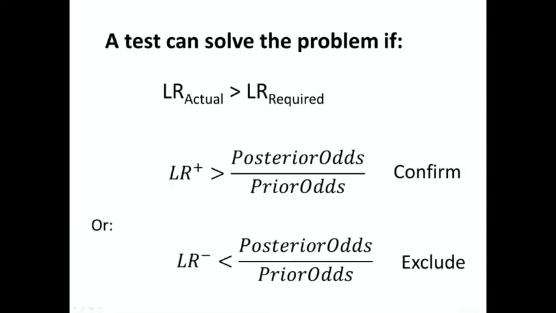So a test can solve the doctor's problem if the actual likelihood ratio is greater than the required likelihood ratio. So let's say the doctor says, I will treat this patient if the posterior odds are greater than 10 and my prior odds are 2. Well, then the positive likelihood ratio has to be at least 5 to be able to confirm disease, to the point where the doctor would go ahead with treatment. On the other hand, if we're trying to exclude disease, we might have to say that the posterior odds are 1 to 10 and my prior odds are maybe 1 to 1, then the likelihood ratio would have to be less than 0.1 to be able to reach a conclusion to exclude disease in that particular patient.